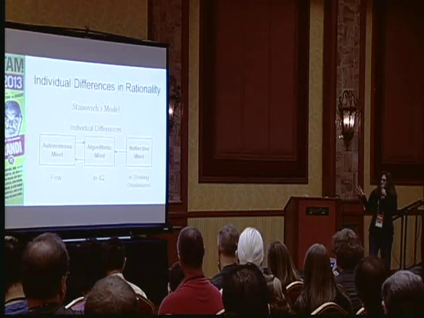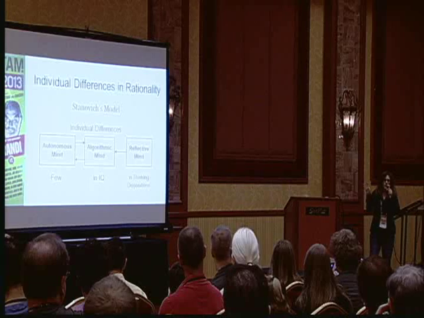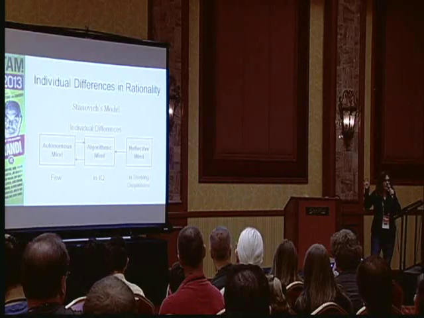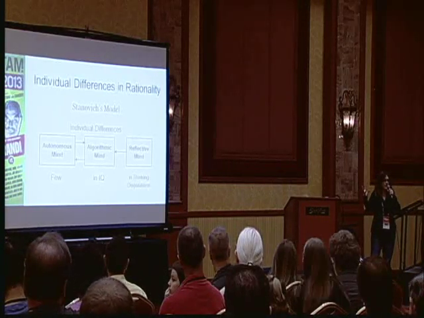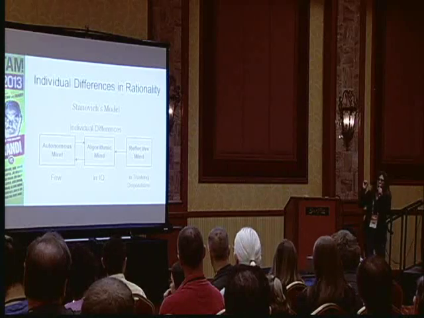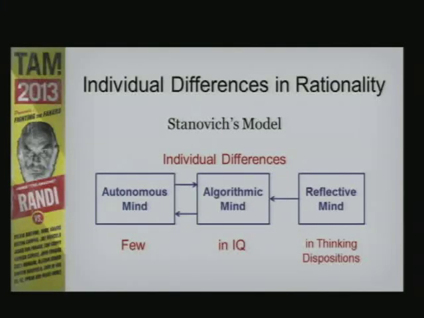He's broken type two processes into two different areas of individual differences. We find individual differences in the autonomous mind, which is those type one processes, but we don't find very many. There are very few differences among people in their ability to recognize faces and things like that. And most of those differences that we do find are due to things like brain damage and so forth, although there is some variation among people.